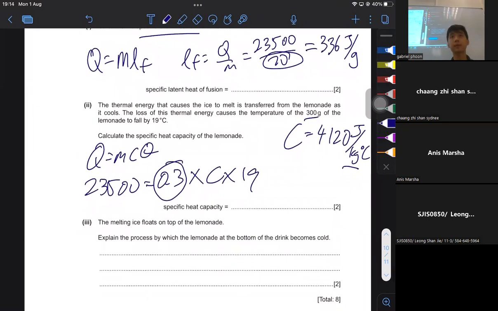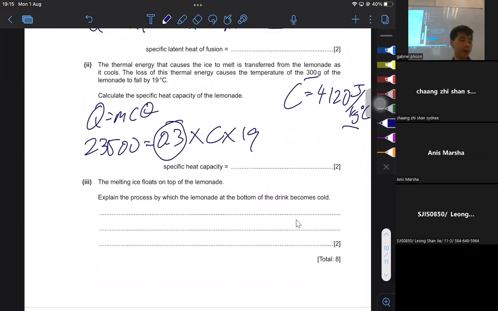All right. Anyone couldn't get this calculation? Anyone? 4120 joules per kg degree Celsius. You could leave it in joules per gram degree Celsius, but be careful with your working. If you use 300 here, then you get joules per gram per degree Celsius.